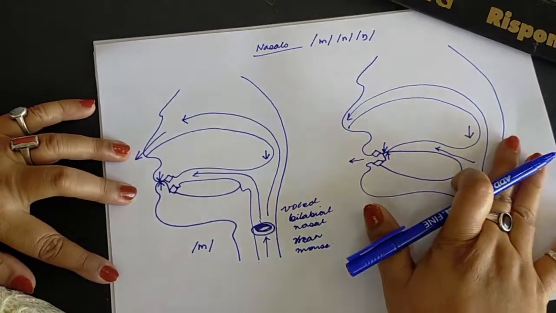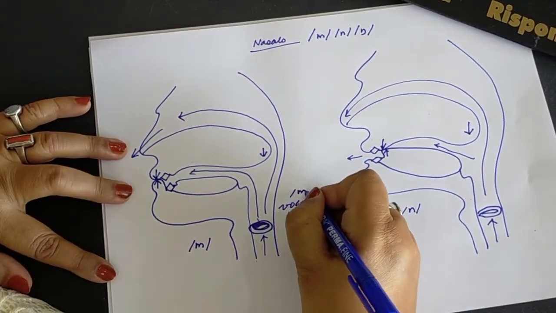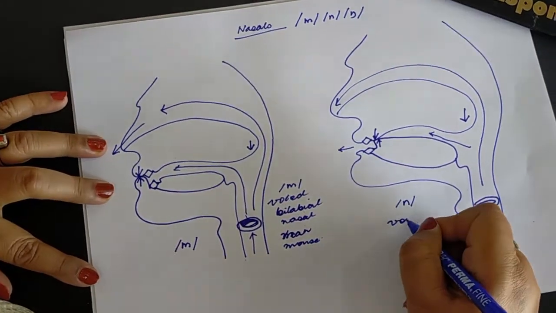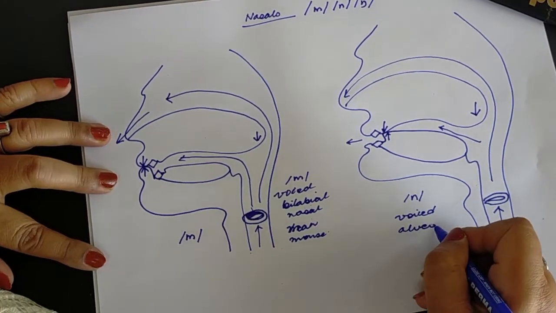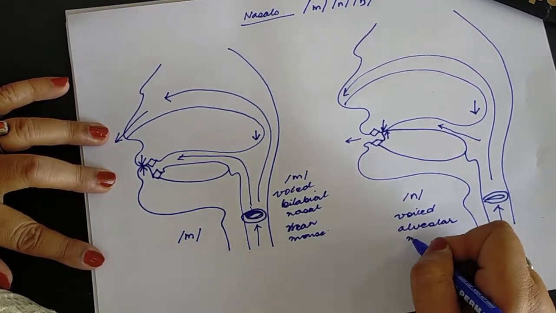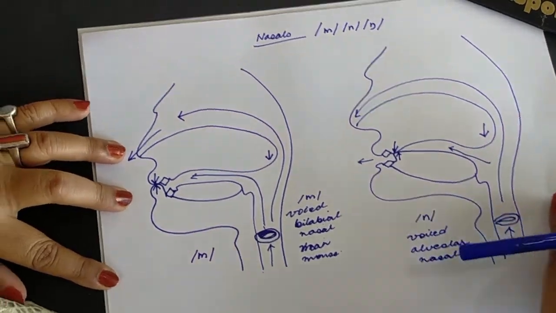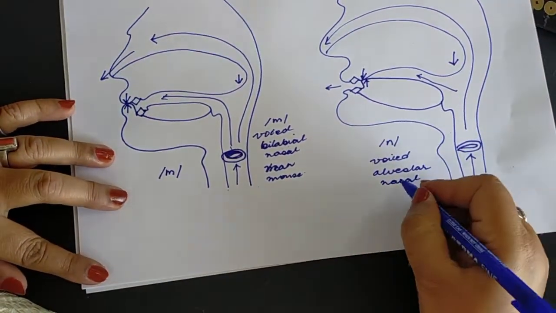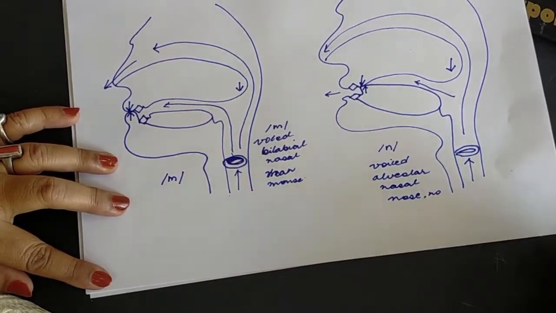And now we come to n. What is n? N is voiced, it is using the alveolar ridge, only difference is that it is a nasal, a voiced alveolar nasal. So some examples are like nose, no, things like that.